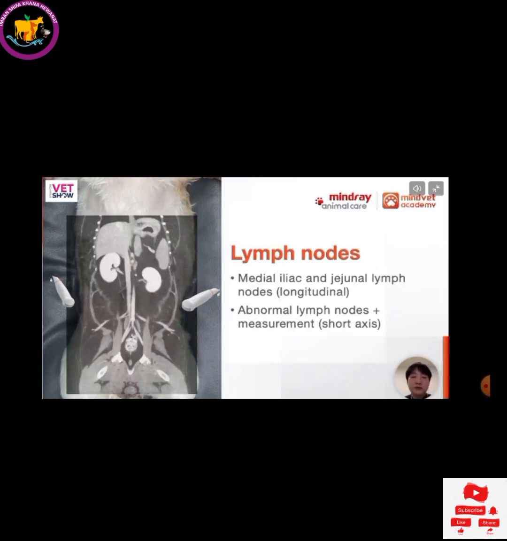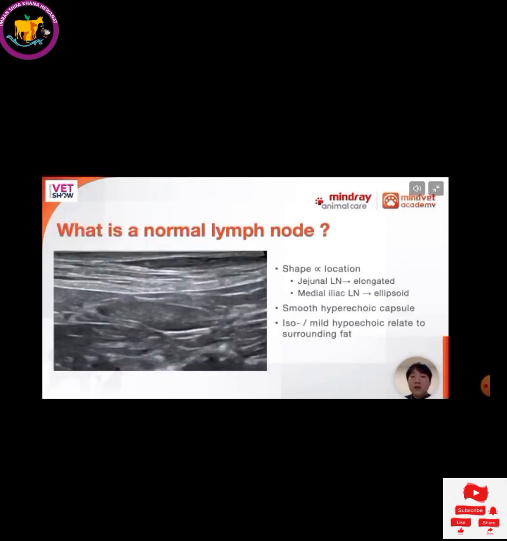Normal lymph nodes vary in shape depending on their location. For example, the jejunal lymph nodes are usually elongated in shape. The medial iliac lymph nodes are usually ellipsoid in shape. The normal lymph node has a smooth margin and hyperechoic capsule. The parenchyma is isoechoic to hypoechoic relative to the surrounding fat.